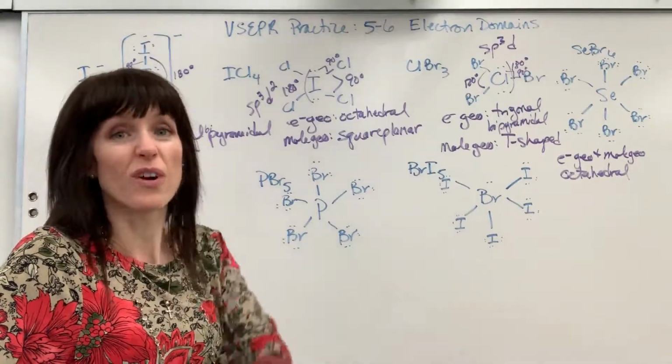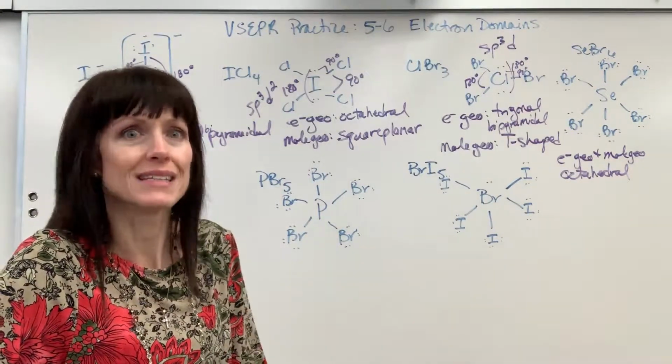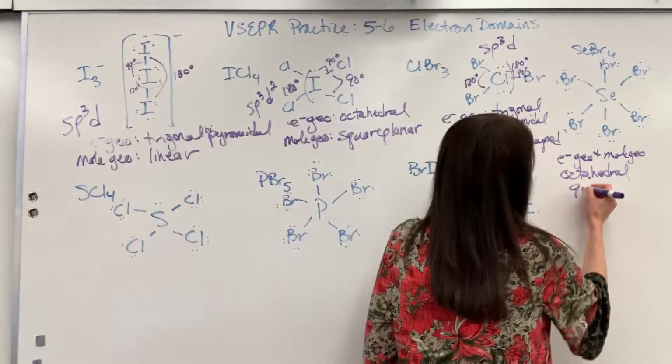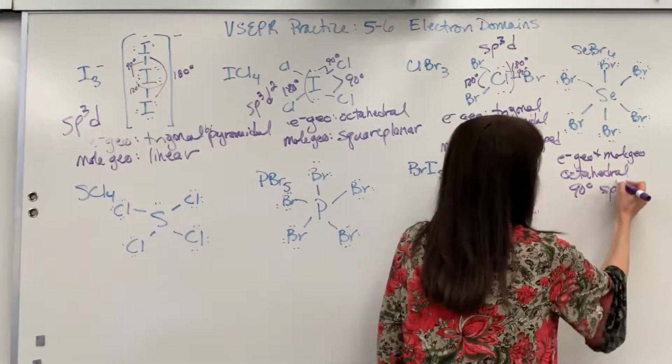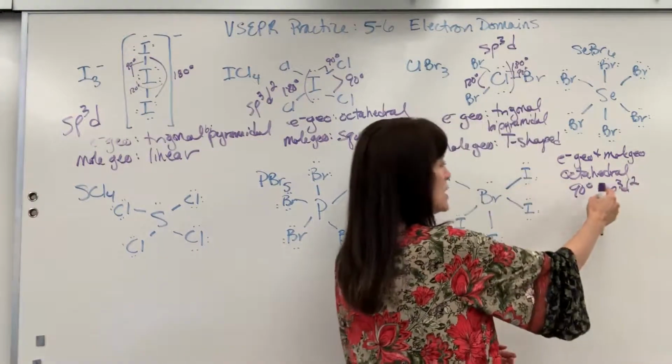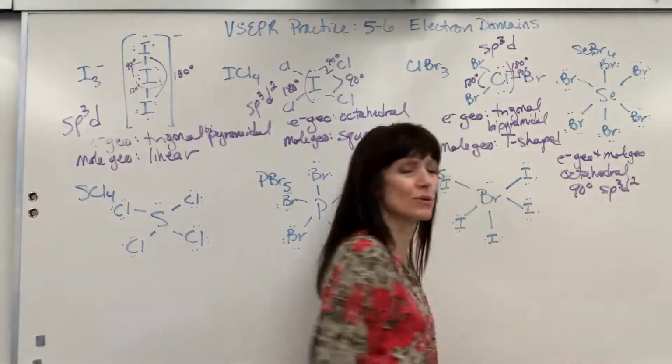The angle for everything, love this, 90 degrees. We've got 90 degrees. Hybridization, sp3d2. So 1 plus 3 is 4, plus 2 is 6.